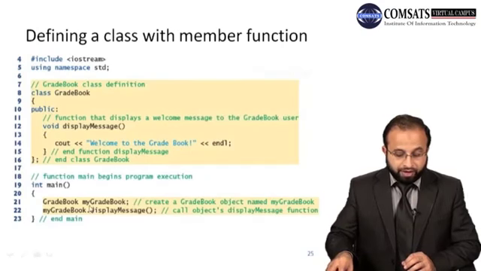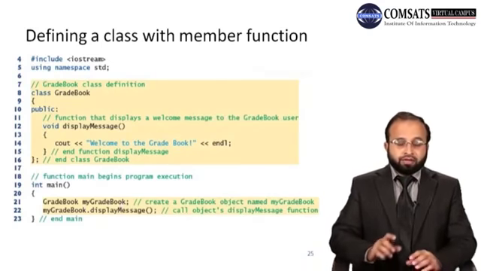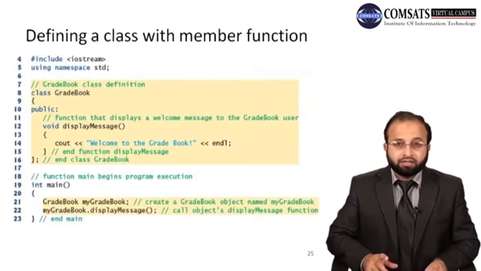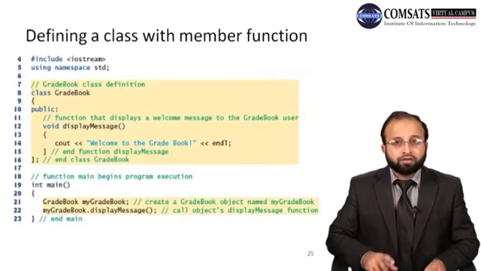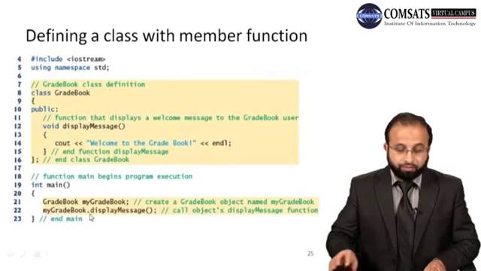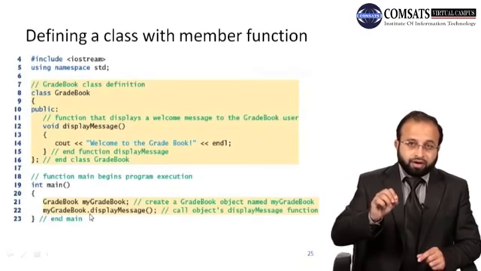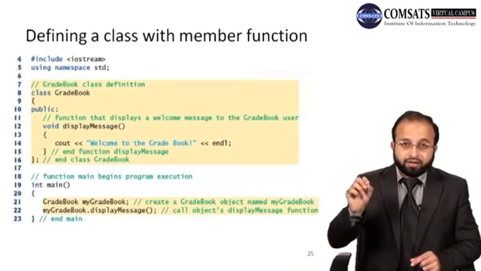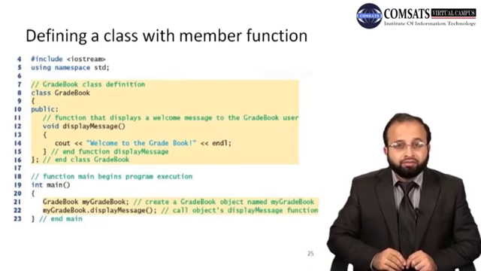So this creates a gradbook object named my gradbook, and as I told you before, all the public functions of the class that are defined inside the definition of the class are accessible outside the class through the object of that class. Through the object means that you are calling the display message function with the object my gradbook using a dot operator.